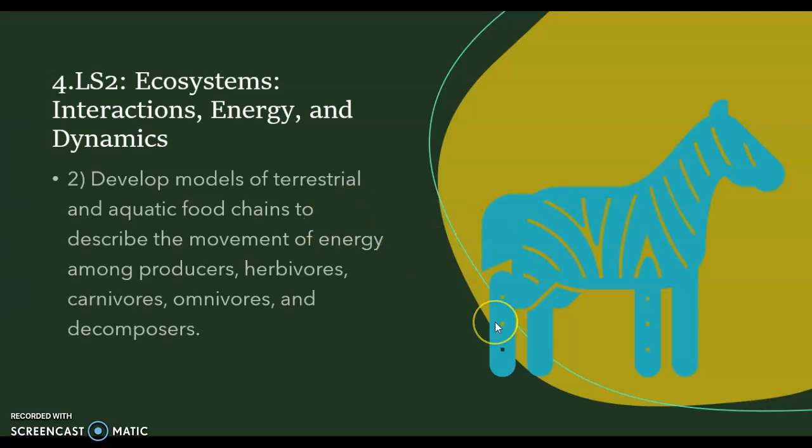Okay. The standard I chose was 4LS2, Ecosystems, Interactions, Energy, and Dynamics. Develop models of terrestrial and aquatic food chains to describe the movement of energy among producers, herbivores, carnivores, omnivores, and decomposers.